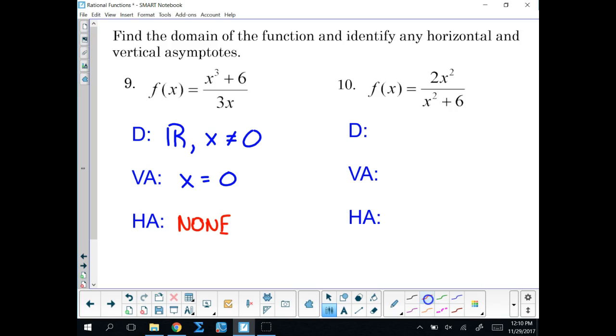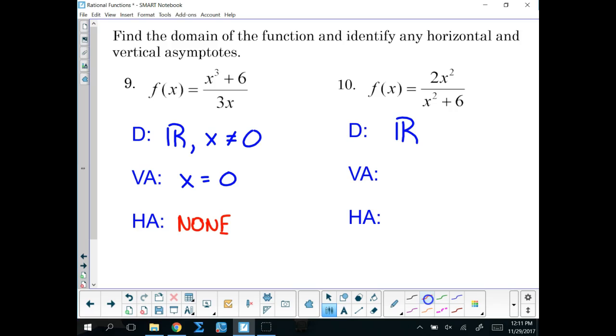Domain in the next one. What are you thinking? How's it start? Domain, how does it always start? All real numbers. Is there any restriction that's going to make that denominator be 0? Negative 3? What's negative 3 squared? Oh, wait, never mind. So it's all real numbers. It's just all real numbers. Yeah, I knew that.